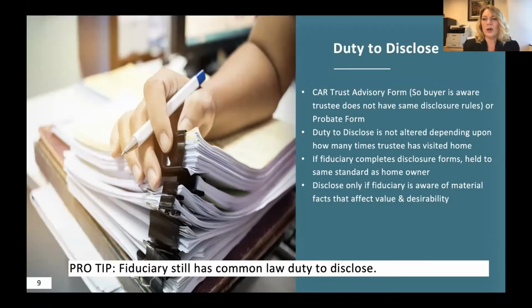A duty to disclose, and I don't want to beat on this too much, but if you are dealing with the trustee, you need to use the trustee advisory form. If the fiduciary completes the disclosure, and I'm specifically talking about the sale of a house, they're going to have the same standard as the homeowner. They have a duty to disclose if the fiduciary is aware of any material defects that will affect the value or desirability, whether they've lived there or not. So you just want to talk to the client and make sure the disclosures are proper. If they don't know, that's fine. That's what you don't have to disclose. But even if they have not lived there, if they know the roof leaks, they have to disclose that.